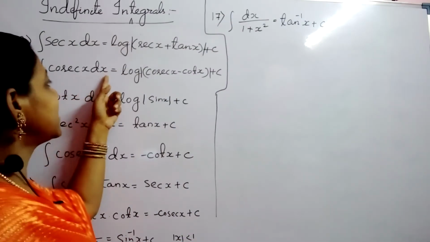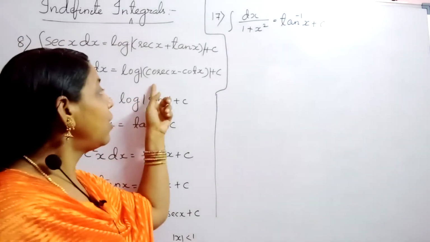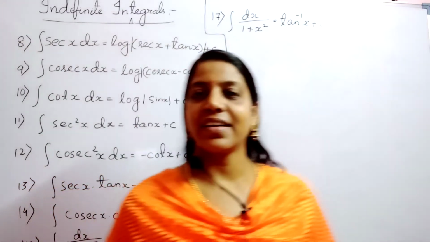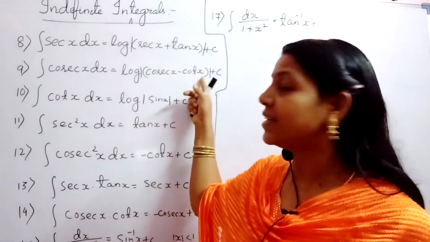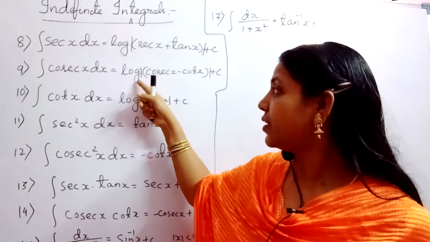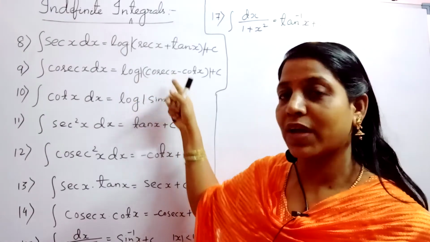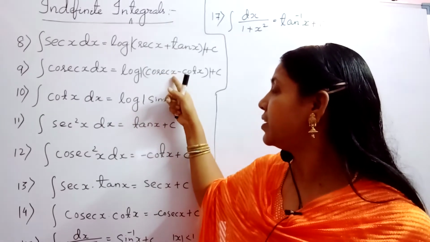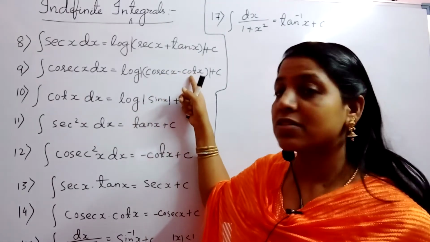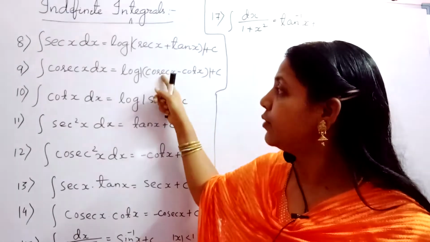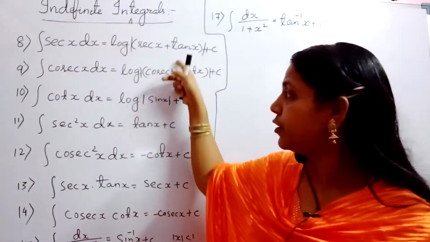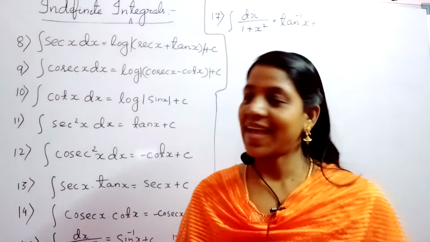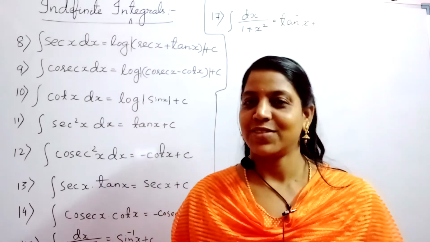Integration of cosec x dx. So what will it be? Log of cosec x minus cot x. Same way you can consider it as log. So your differentiation of log x will be 1 by x, then apply the chain rule. Now cosec x you do the differentiation and cot x also you do the differentiation. Then common will be your cosec x, take it outside, numerator and denominator will get cancelled. You will get your answer as cosec x.